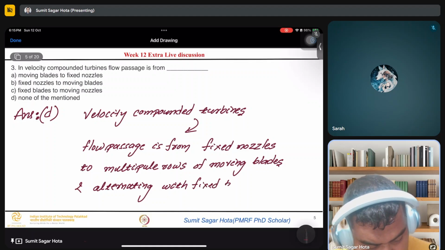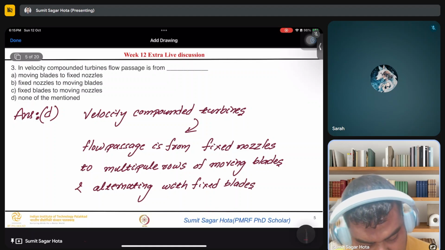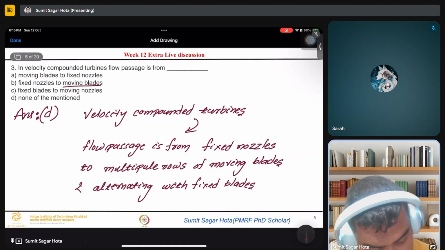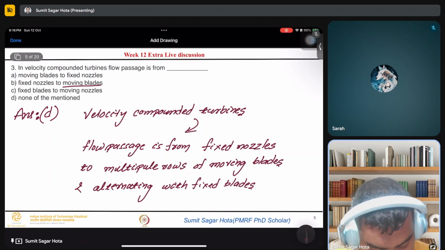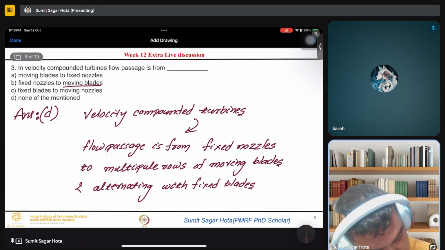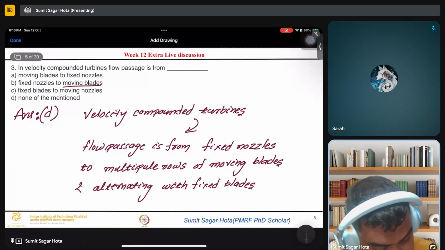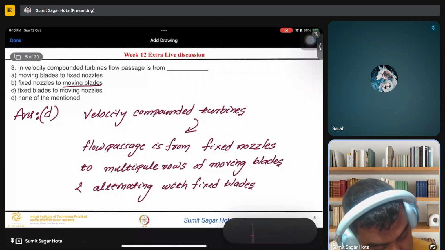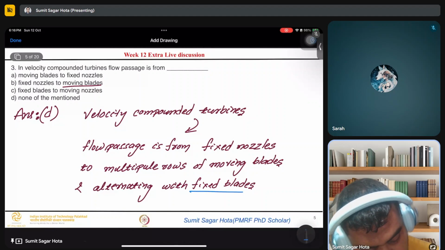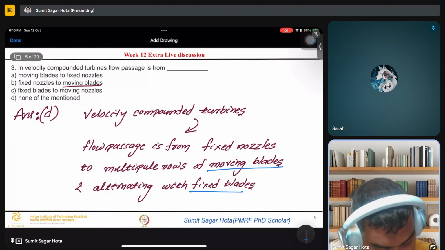So in the options, either moving blades is written, or in the question there is no term about fixed blade, that it didn't mention. So the B option cannot be a correct choice. Most of the people will choose the B option, which is a wrong option. This is both fixed blade and moving blades.